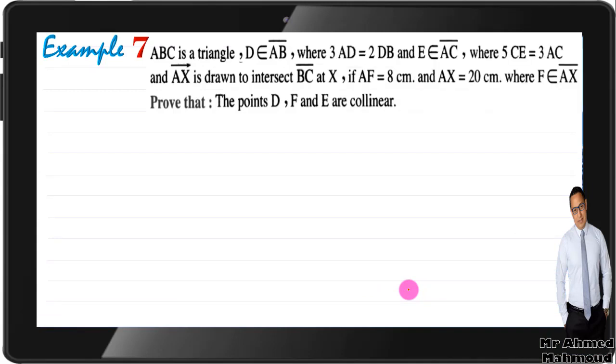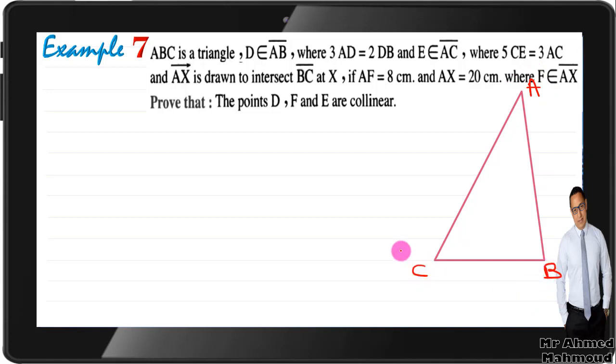ABC is a triangle and D belongs to AB. Now I'm going to draw triangle ABC like this. I'm going to call the vertices A, B, C. Now D belongs to AB where 3AD equals 2BD. This is a proportion: AD equals 2 and DB equals 3, or AD equals 2x, DB equals 3x. So I'm going to put D here in this position.